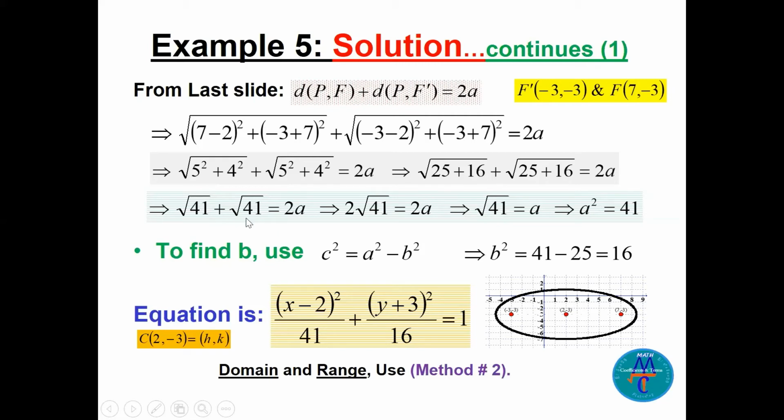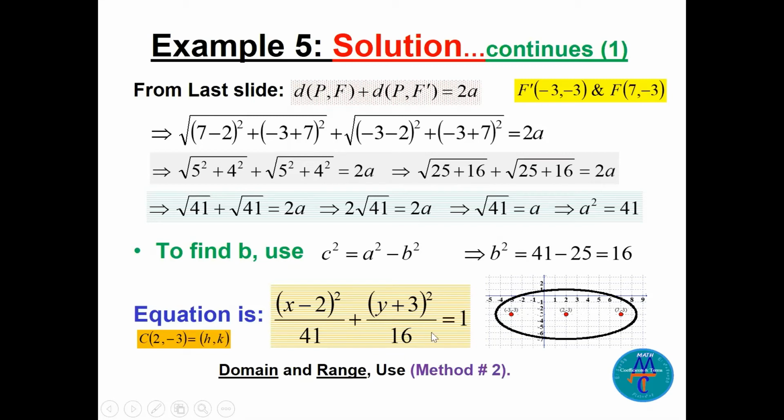I can add these two radicals. So divide by 2. So a will be square root of 41, a squared will be 41 only. Now you see c squared is equal to a squared minus b squared, then we get b squared equals 41 minus 25, which is 16. Now, since the major axis is horizontal, the bigger number, a squared, 41, is under the x minus 2 squared, and 16 is under the y plus 3 squared. That's the equation of the ellipse.